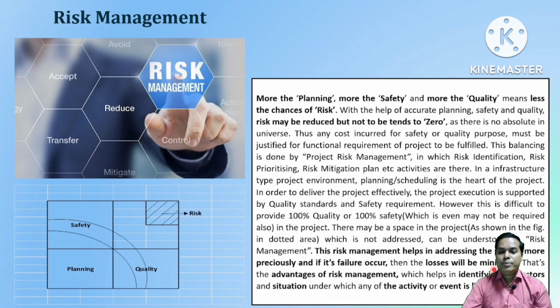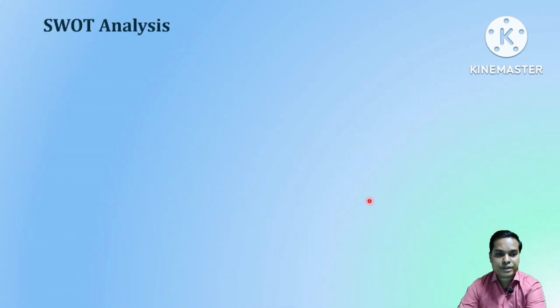So you should not expect that good risk management means all the risk will be mitigated and we will not have any losses. No, even if we have managed the risk, losses may be there, but they will be lesser than if we do not apply risk management. That is the major advantage of risk management, which helps in identifying the factors and situations under which an activity or event is likely to fail.